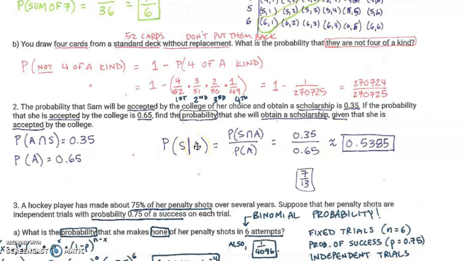There's a probability formula for this. The probability of any event given another event is equal to the probability of both of those events happening at the same time.